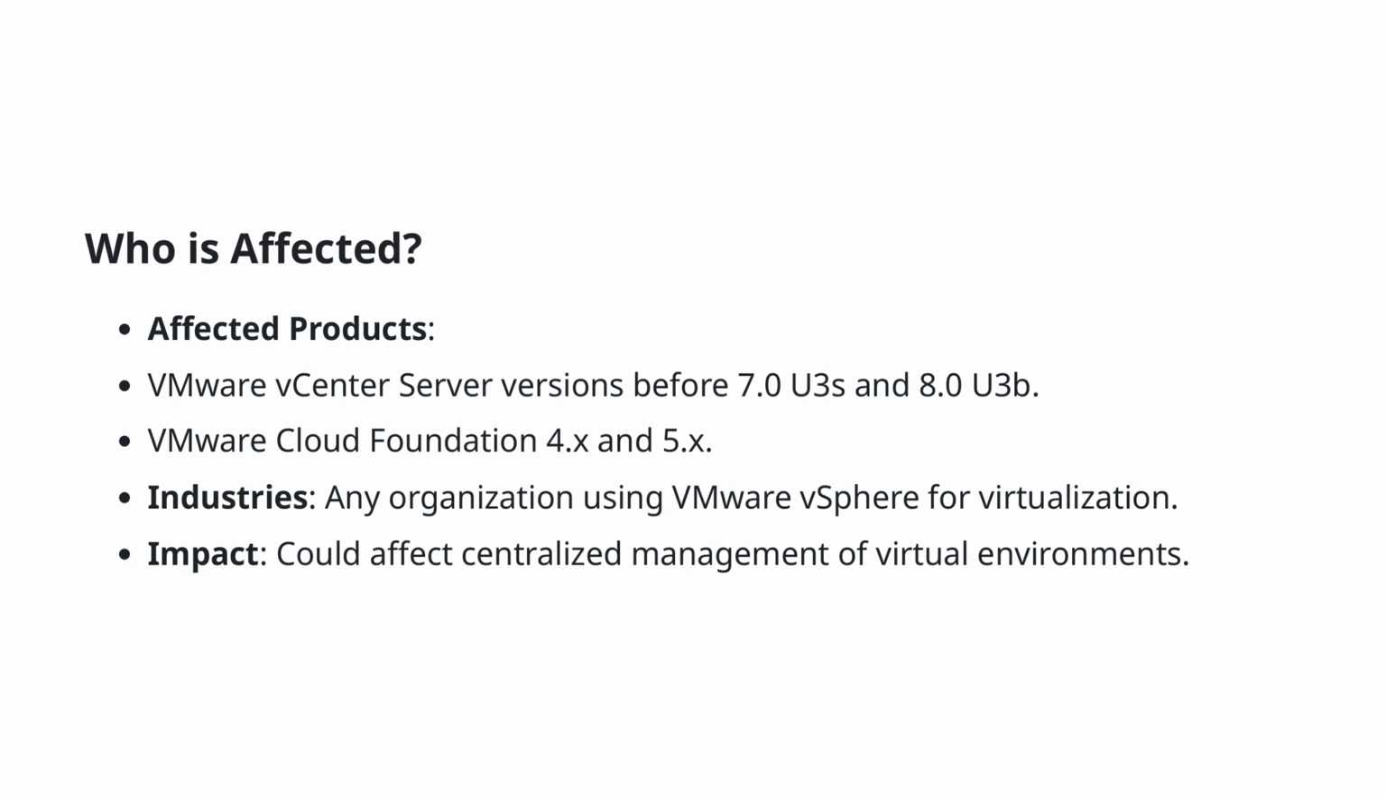In this slide, we focus on identifying who is affected by this critical vulnerability. The impacted products are VMware vCenter Server versions earlier than 7.0 U3S and 8.0 U3B, as well as VMware Cloud Foundation versions 4.x and 5.x. This vulnerability is particularly concerning for any organization utilizing VMware vSphere for virtualization, as it could significantly impact the centralized management operations of virtual environments. Understanding which products and industries are affected is key to prioritizing risk mitigation strategies.